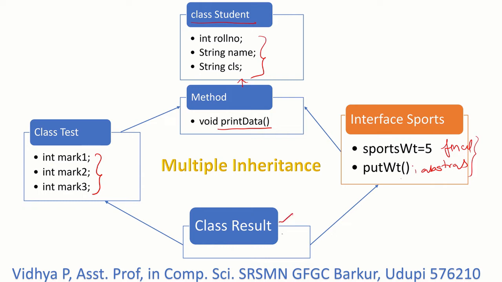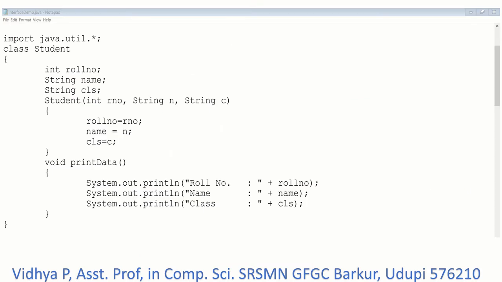So the class Result is going to extend your Test class and implement the interface Sports. So let us see how it is created. First we are going to import java.util to use Scanner. Then class Student consists of 3 data members, a constructor and a print data. As we know, a constructor and a print data are used to get the input and print the output.